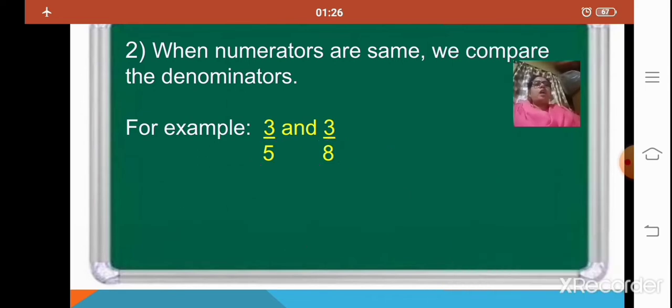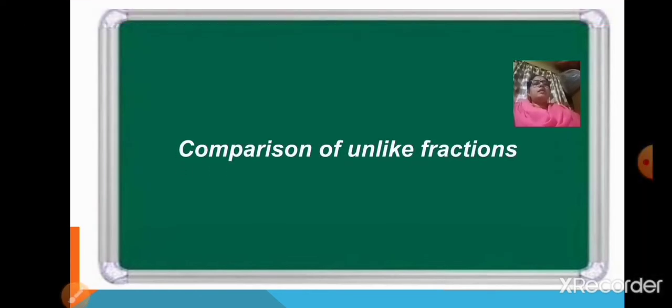Now, let us learn to compare two unlike fractions. You have already learned how to compare fractions with the same denominator as well as the same numerator. So, today we will be learning about comparison of unlike fractions. Unlike fractions means where the numerators and the denominators are all different.